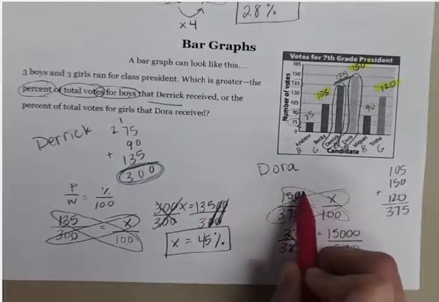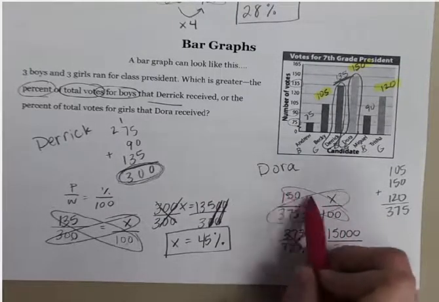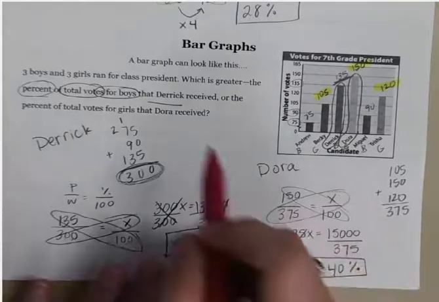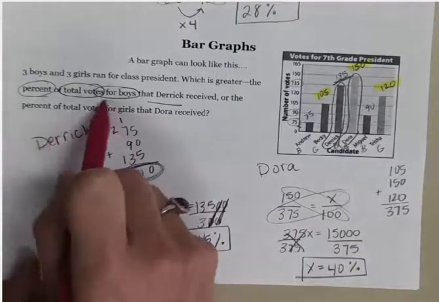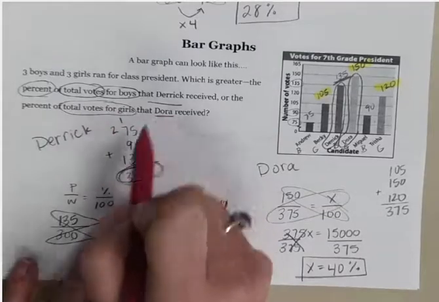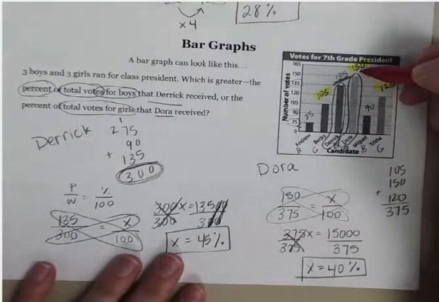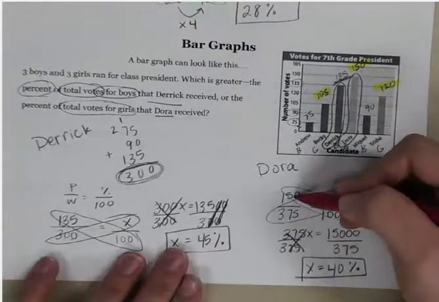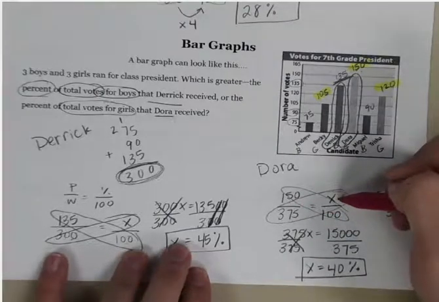And then, why did I put 150 in my part? Well, because the question's asking what percent of the total votes for girls did Dora receive? Well, Dora received 150 votes, so that's why I put 150 there. I want to know what percent was 150.